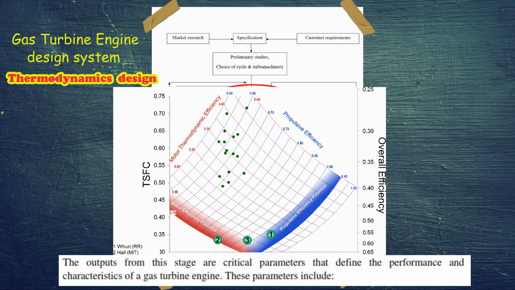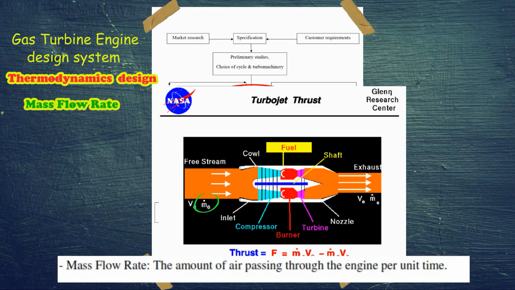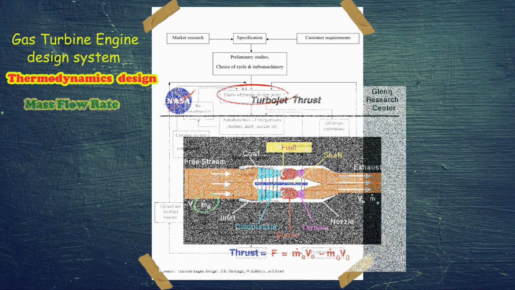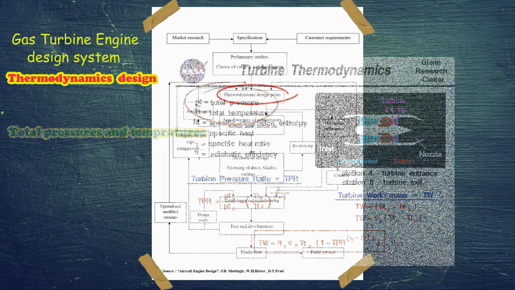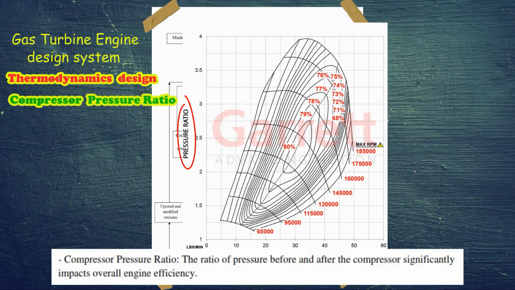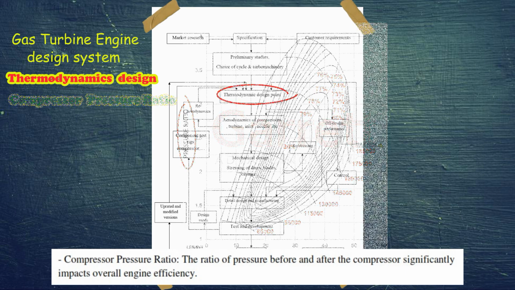These parameters include mass flow rate, the amount of air passing through the engine per unit time; total pressure and temperature, measured at various points within the engine, providing fundamental knowledge about thermodynamic conditions; and compressor pressure ratio, the ratio of pressure before and after the compressor, which significantly impacts overall engine efficiency.